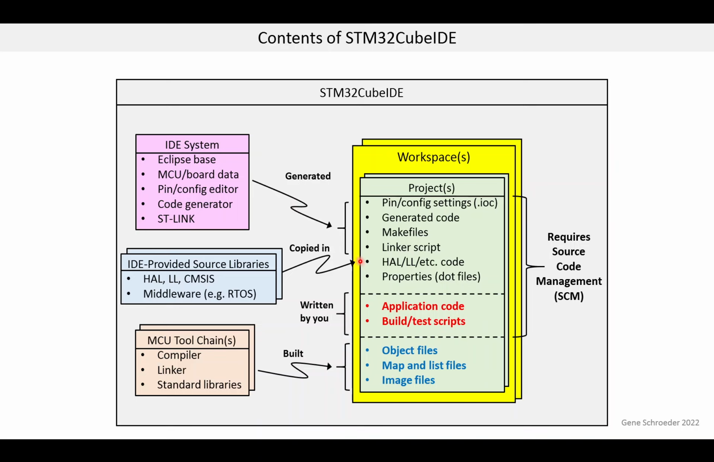And we have the IDE provided source libraries which are just copied in. We also have several properties or settings files that are managed by the IDE system. So when you change things using the properties window for your project, the changes are stored here. These settings can affect generated files like make files. The settings files generally start with a dot, so they are sometimes hidden in directory listings.